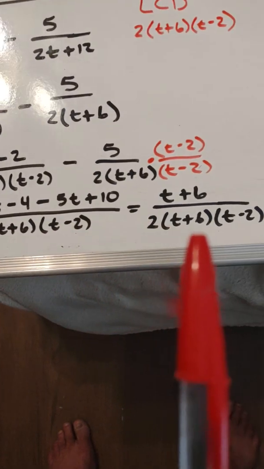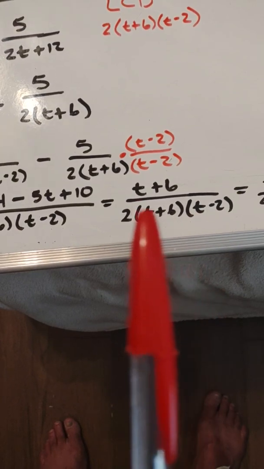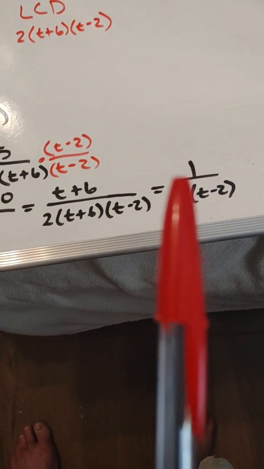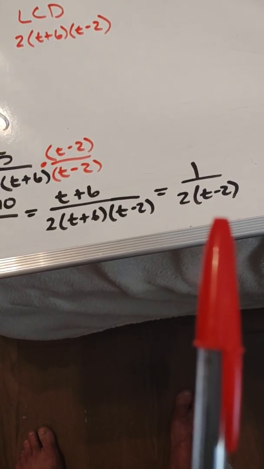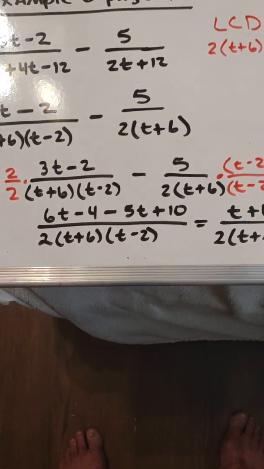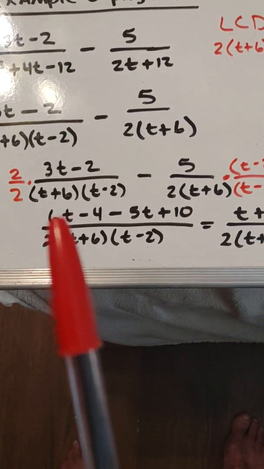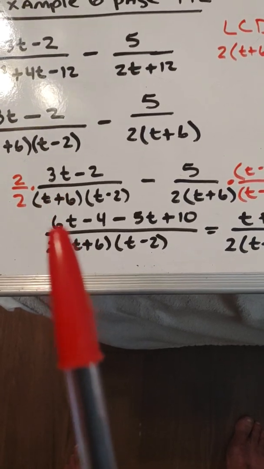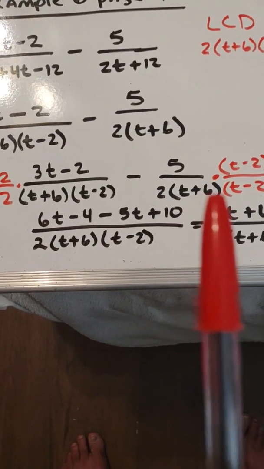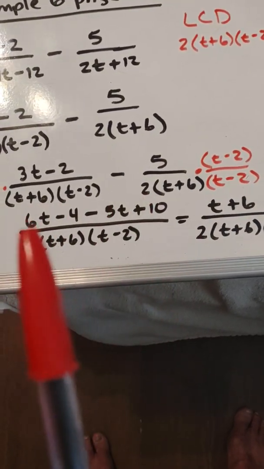Combine my like terms here. I get t plus 6 over 2 times t plus 6 times t minus 2. I have t plus 6 top and bottom, so they become 1. So my final answer is 1 over 2 times t minus 2. Make sure you understand that, and hopefully I've explained it well in class. You don't combine factors. You're taking the highest exponential power of any factor in a single term. So this is t plus 6 to the first power, this is t plus 6 to the first power, so we keep t plus 6 to the first power. Had one of these been to a higher power, we'd have taken it.